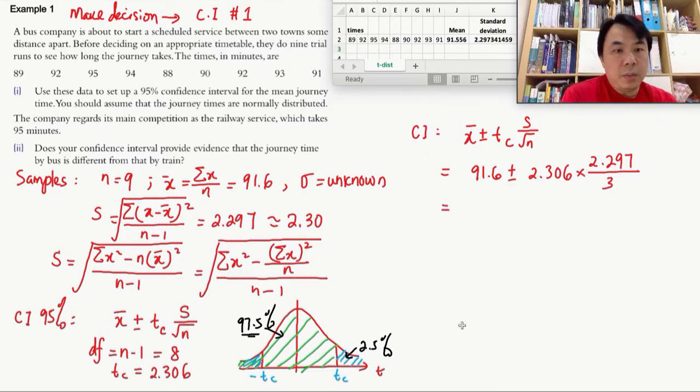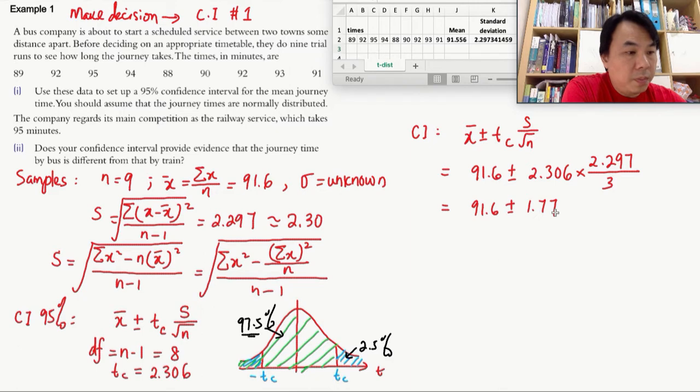Okay, so for this, let me try to tabulate that. Maybe I'll try to tabulate it from here. It's much easier, or maybe here will be good. Okay, just let me try this one out. So what we have here, 3.306 by 2.297, divided by 3. So I have 91.6 plus or minus 1.77 to be precise here.